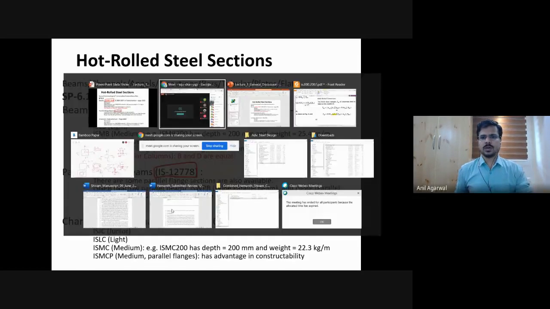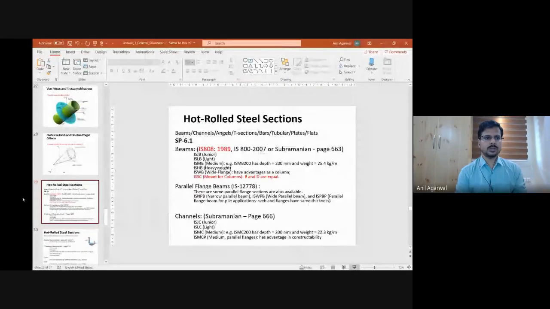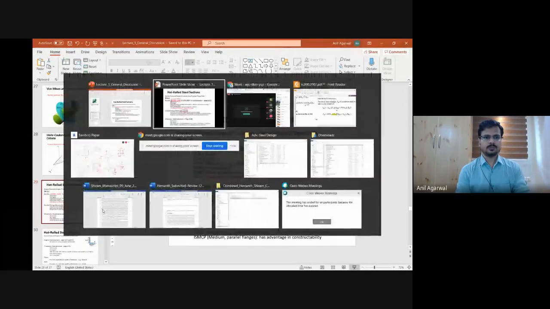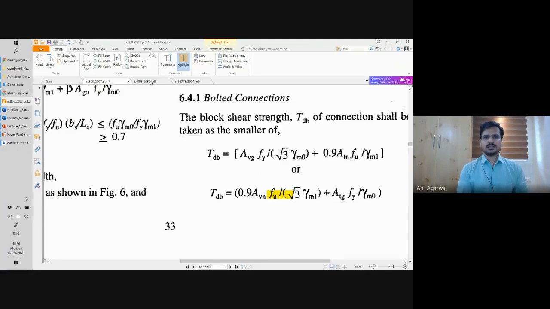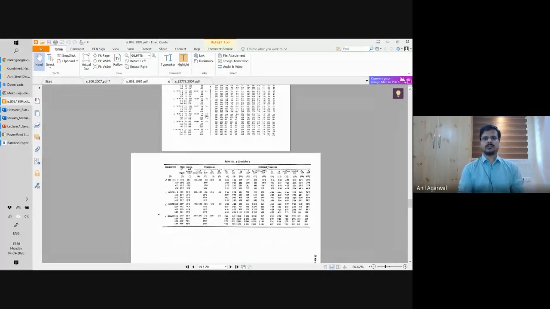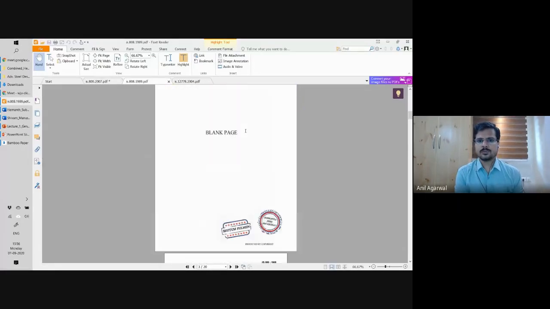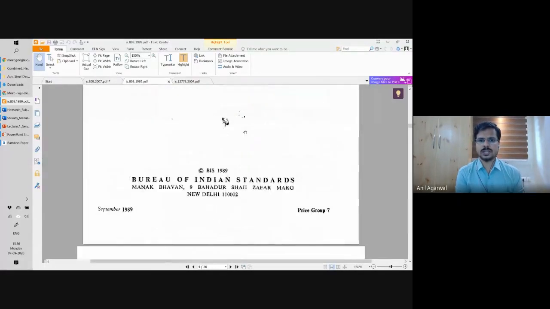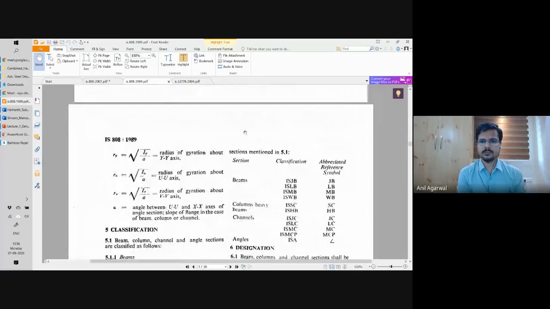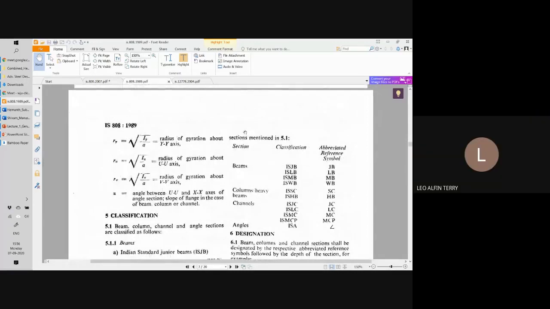So let me take you to IS 808 quickly. I had that open somewhere. Yeah, here it is. So this is IS 808. This is a very old version, 1989. I don't think it has been revised lately. So it gives you a number of cross sections. You can see my screen, right? All of you can see my screen?